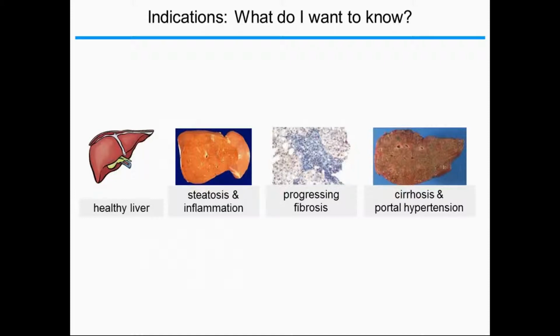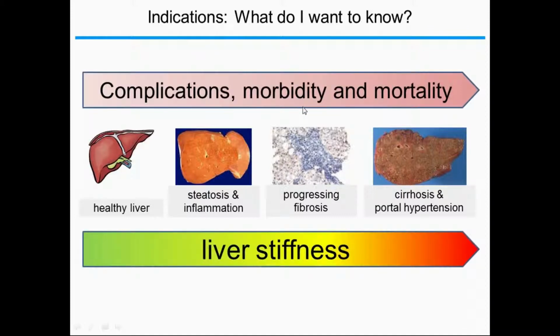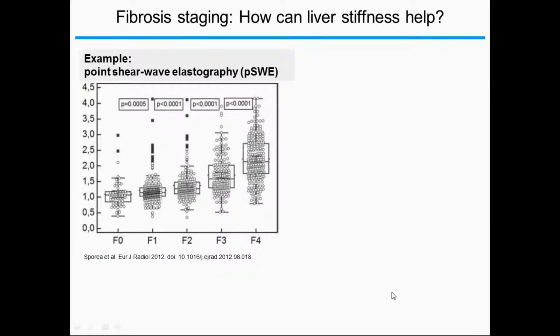So before pushing the button for elastography methods, we need to know what we want to know. Elastography is a method of diagnostics of chronic liver diseases. As everybody knows, we have a continuum from a healthy liver over inflammation and accompanying steatosis, over progressing fibrosis to the final stage, cirrhosis and portal hypertension. Of course, morbidity and mortality increases with progressing disease. And we make use of the fact that liver stiffness also increases during the course of chronic liver diseases.